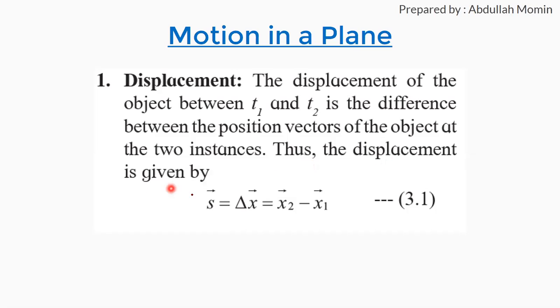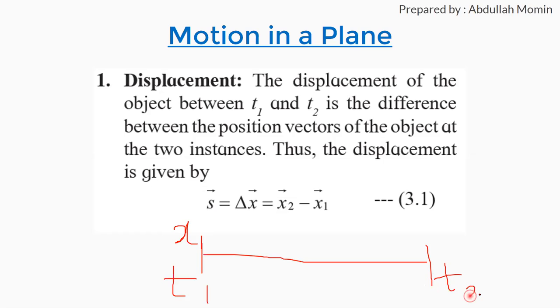Suppose initially at time t1 the object is situated at x1, and at time t2 the object is situated at x2. How much displacement has occurred? Final minus initial. Displacement is denoted by delta x or s vector quantity. So we will write x2 minus x1, that is the displacement of the object.